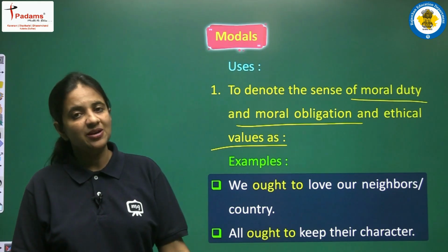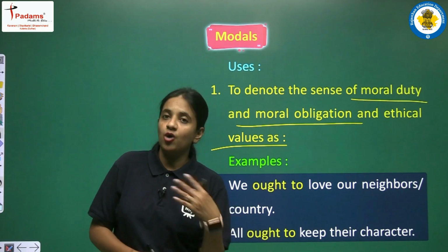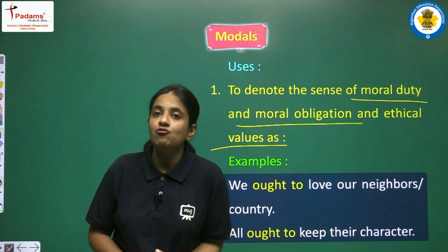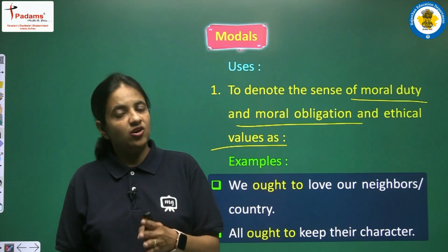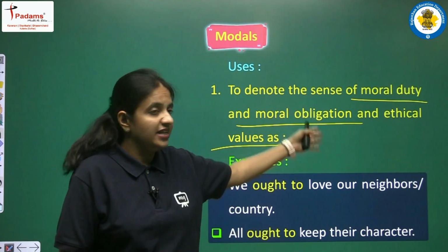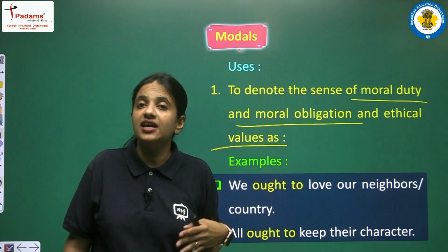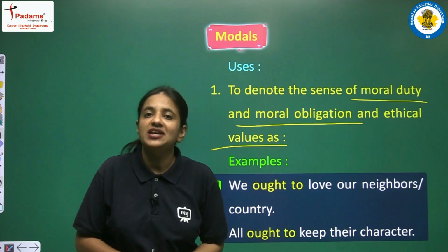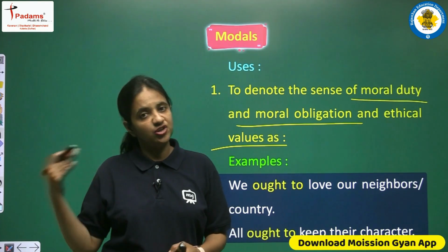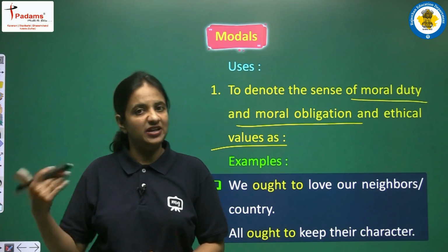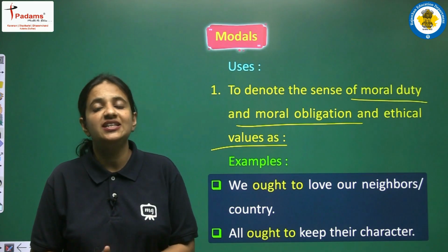Okay, should में भी हमने ये use पढ़े हैं कि जो should है वो हम use करते हैं to show moral duties, obligation, ethical values. Similarly, this modal, that is ought to, is also used to express these things. They are moral duty, moral obligation, or we can say ethical values. So in this manner we can say that ought to is just like the modal should. Like should, it is used to show moral duties, obligation. Similarly, ought to is also used to show these things.